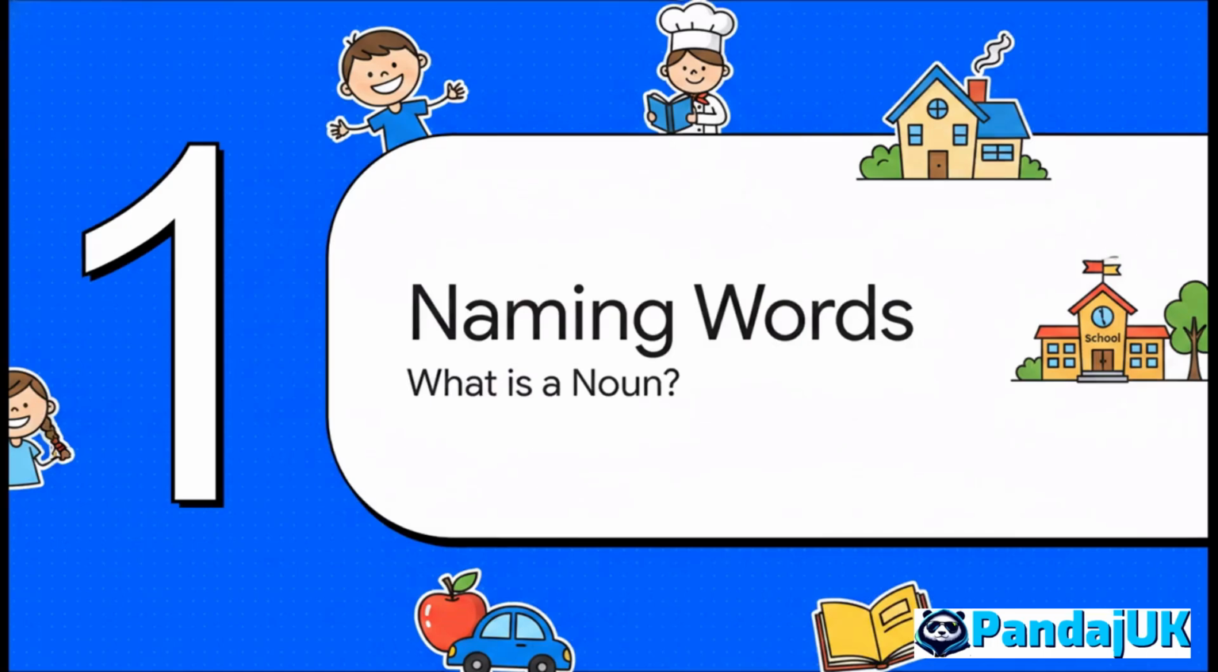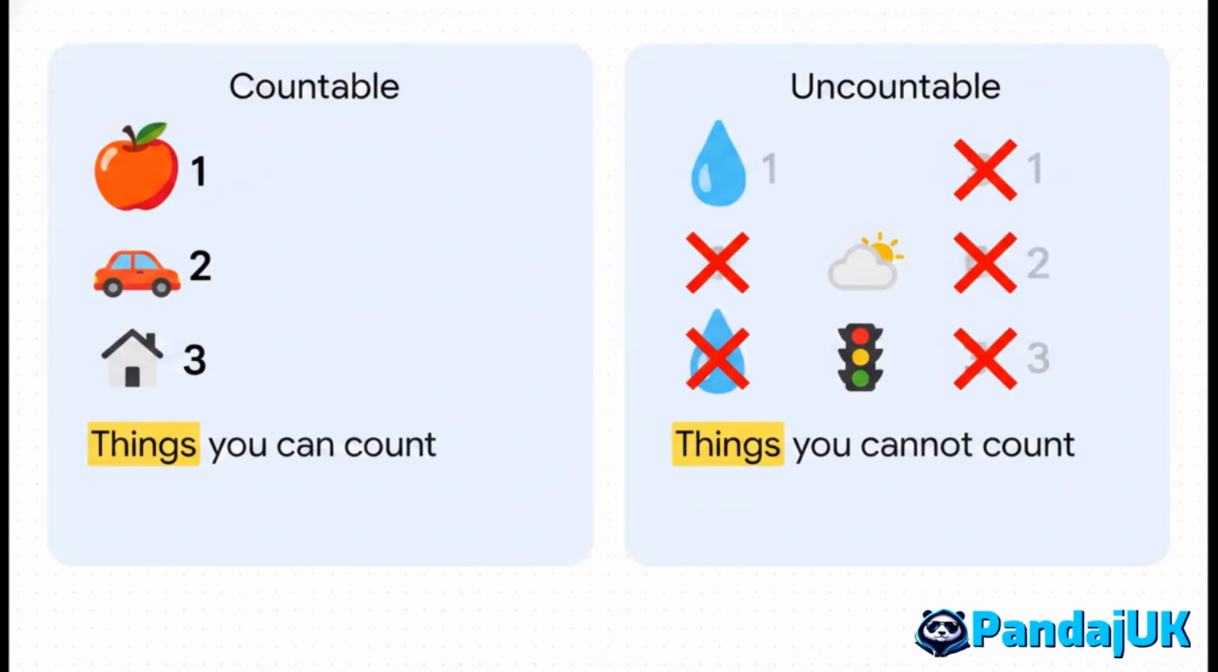Let's start with part 1, naming words. These are the words for people, places, and things. Now, some things you can easily count with numbers. For example, you can say 1 apple, 2 cars, or 3 houses. But other things you just cannot count. You can't say 1 water or 2 weathers, right? Things like water, weather, and traffic are uncountable.